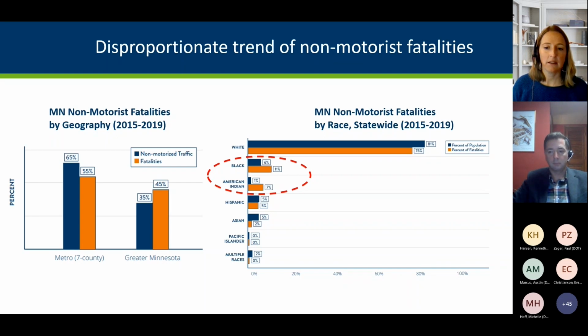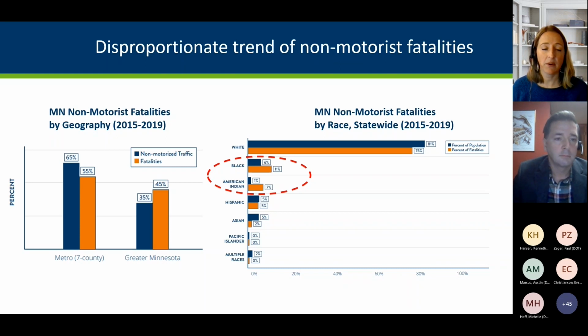And then looking at the omnibus survey specific to bicycling safety, when we asked people about their safety concerns, they identified things like not enough dedicated bike lanes or lack of shoulder widths. When we asked about safety for walking, both Metro and Greater Minnesota residents said their concerns were not enough sidewalks or trails. And then on the right, that chart, Minnesota non-motorist fatalities by race statewide.